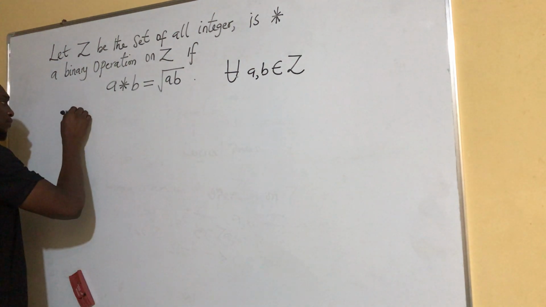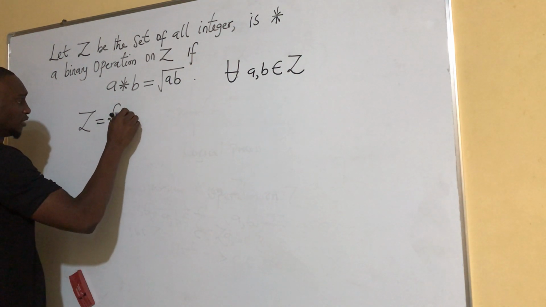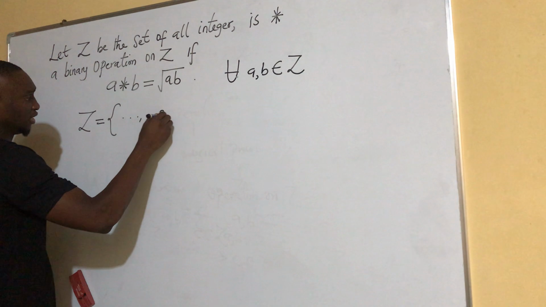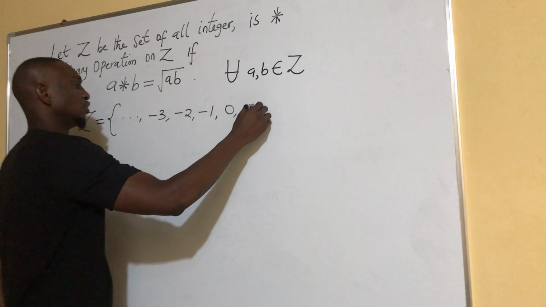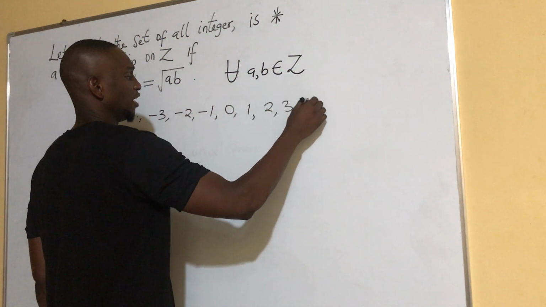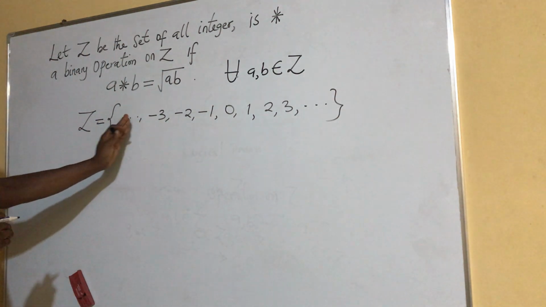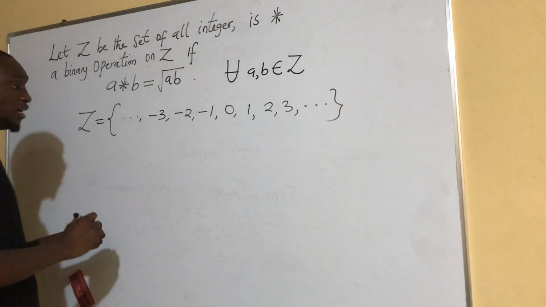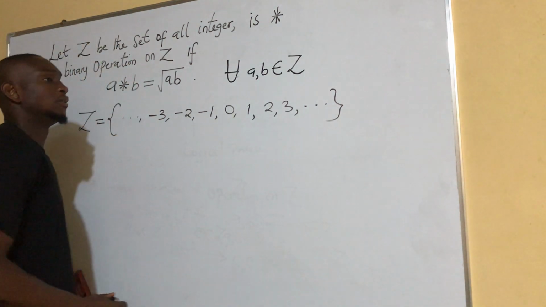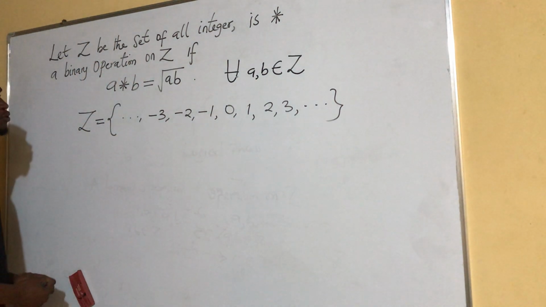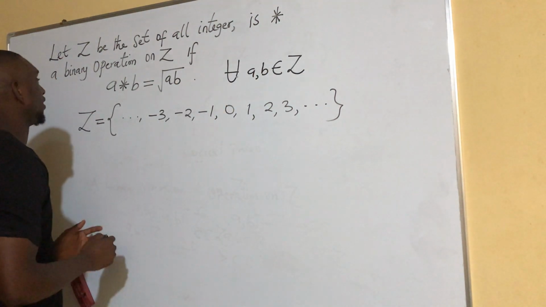Now we know the set of all integers. If I want to make a listing, it is -3, -2, -1, 0, 1, 2, 3, and there's an omission of elements, and there's also omission of elements of negative integers. Here there is omission of positive integers, but it goes to infinity. Now we are asked to show whether this particular operation is a binary on Z.